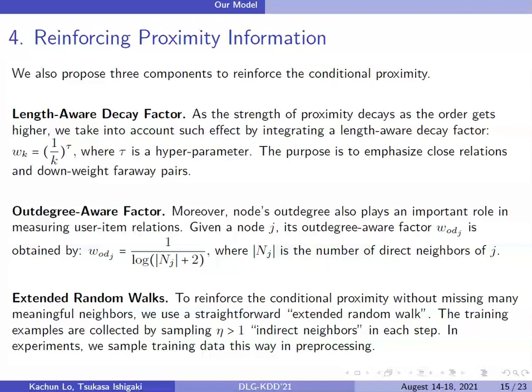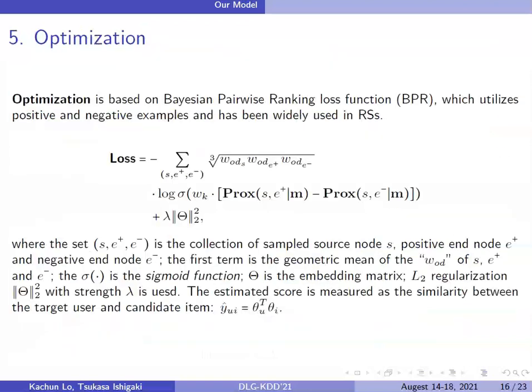Given a node J, its importance would decay if it is too popular or has too many out degree levels. Finally, we also have a special sampling method called extended random walks to reinforce the conditional proximity without missing any meaningful neighbors. We use a straightforward extended random walk. The training examples are simply collected by sampling data greater than one indirect neighbors in each step. In experiments, this step is done in pre-processing, so it wouldn't affect the training speed too much.